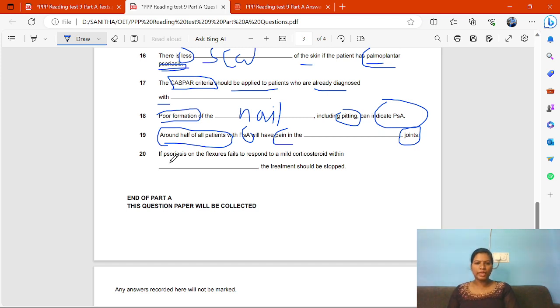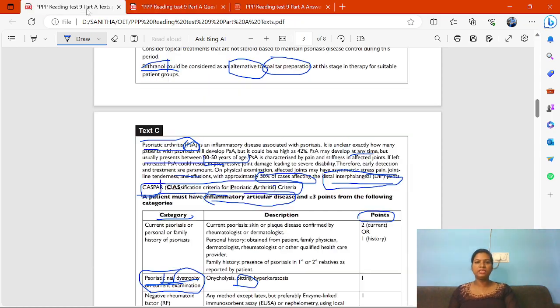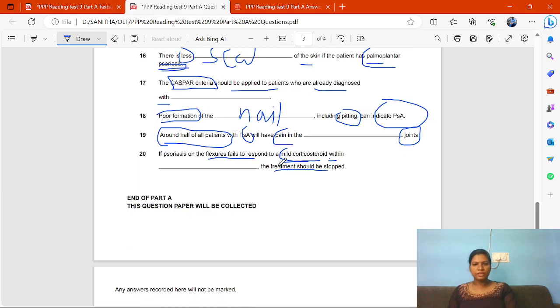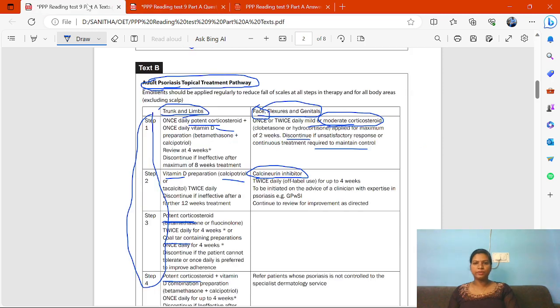If psoriasis of the flexures fails to respond to mild corticosteroids within dash, the treatment should be stopped. If psoriasis of the flexures fails to respond to mild corticosteroids, within, they are asking the period. Within. So we have to go to mild, moderate. See here we got mild corticosteroids and fail to respond, another keyword.